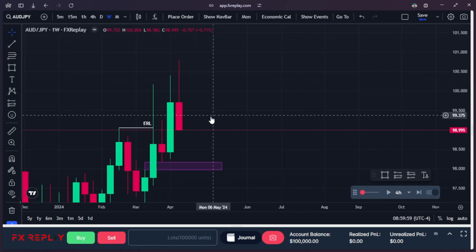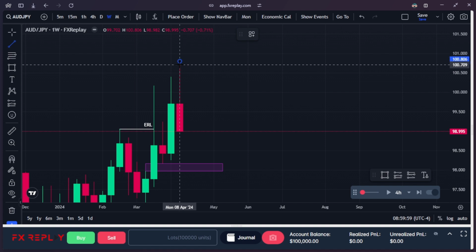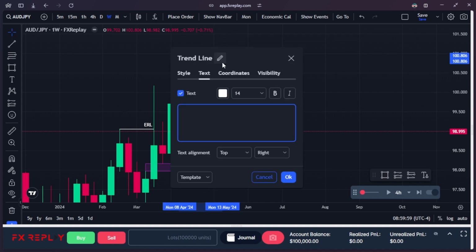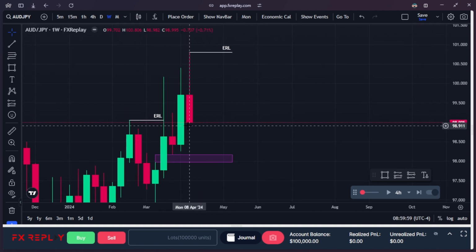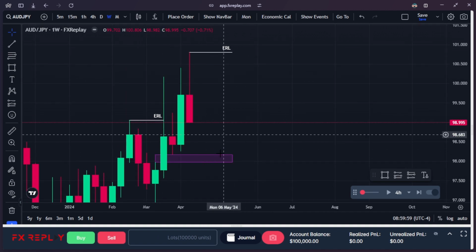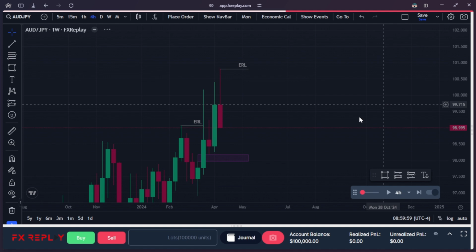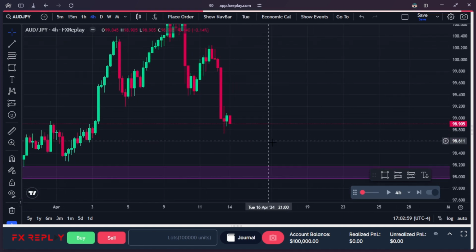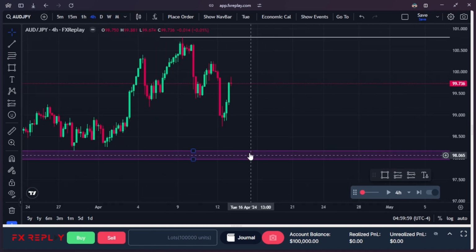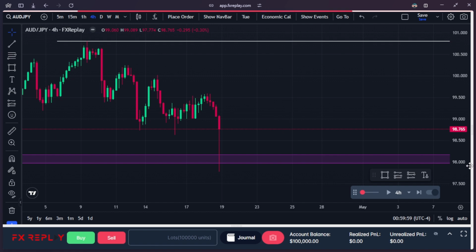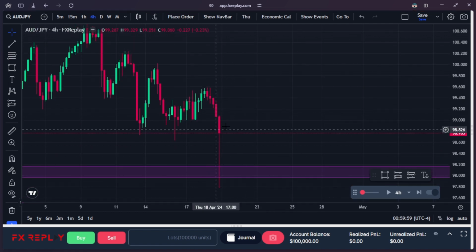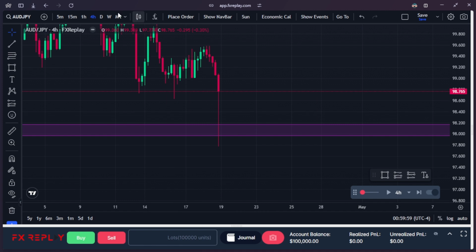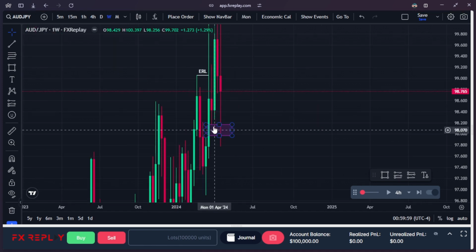As I showed you in the time frame alignment, once we have the weekly PD array, we expect to see a market maker model on the 4-hour time frame. So we will go down to the 4-hour time frame and wait for the price to trade back into the weekly fair value gap. As you can see, we have tapped into the higher time frame PD array and rejected it immediately, which is also a strong rejection on the weekly time frame.